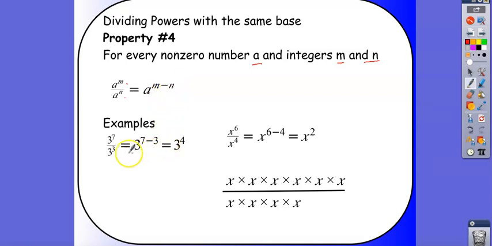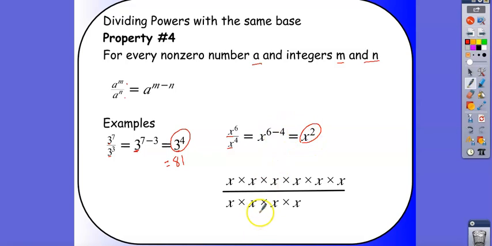Let me give you some examples. Notice the base has to be the same, 3 and 3. That base goes upstairs, and I do 7 minus 3, I get 3 to the 4th, which is 81. That's 3 times 3 times 3 times 3, which is 9 times 9, 81. Okay, here's another one. Same base. X to the 6th over x to the 4th.